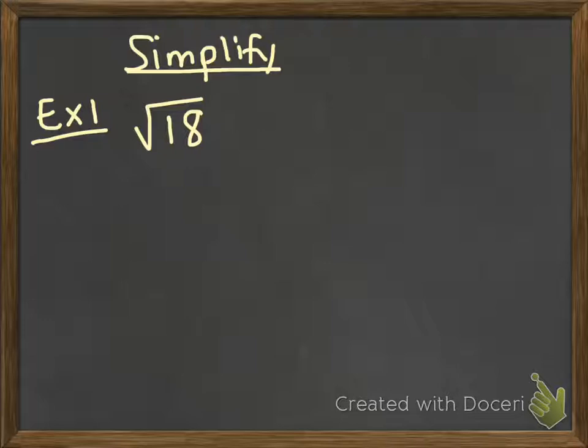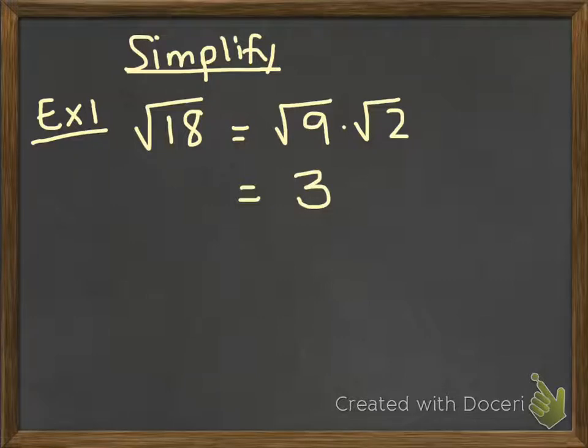So the largest square number that goes into 18 lets us rewrite square root of 18 as square root of 9 times square root of 2. 9 times 2 is 18. Now we can simplify square root of 9. The square root of 9 is 3. And we can't do anything with square root of 2 because it's an irrational number. So the answer simplified is 3 radical 2.